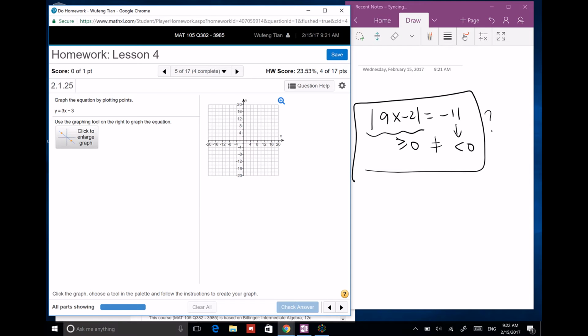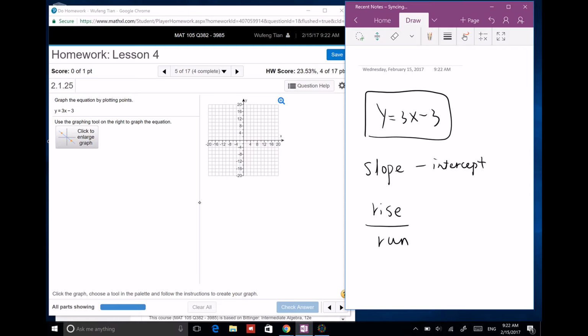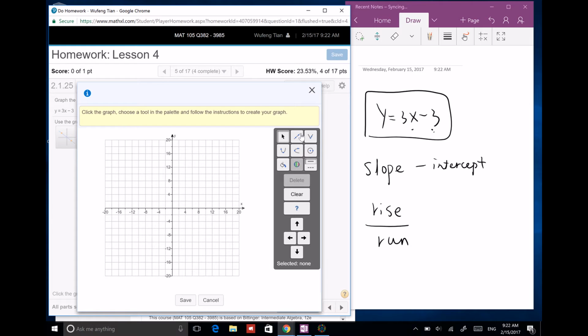Now graph the picture. Y equals 3x minus 3, graph it. We can use slope-intercept form or rise over run. Okay, rise over run. Basically, this one, the point when x equals 0, y equals negative 3. So the intercept is 0, negative 3.